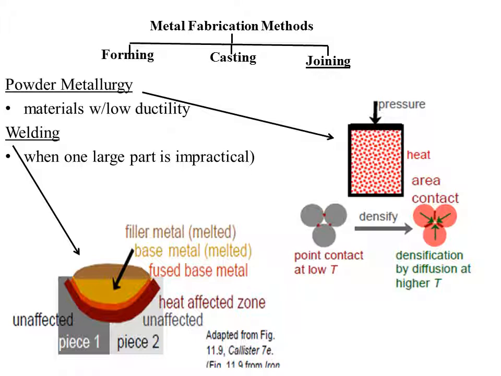So we have seen the forming method, casting and joining method. These three are the methods by which we can make metals.